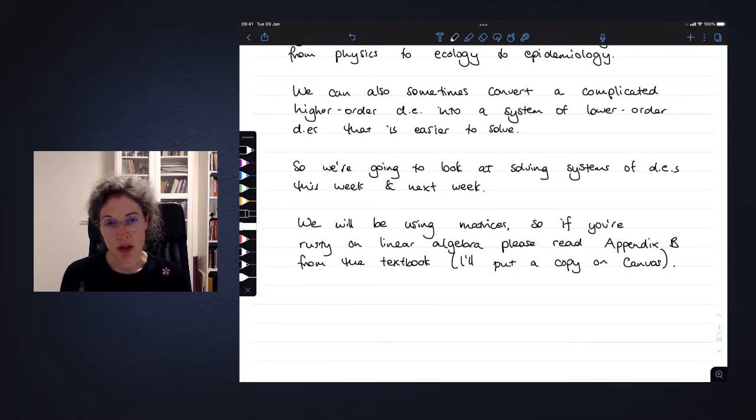One thing that we are going to be using quite a lot of is matrices. So if you're feeling hazy about matrices, if you haven't done anything with matrices, then please go and have a read of the appendix of the textbook. I'll put a copy on Canvas and just work through some of those exercises and get familiar. I will discuss a little bit about eigenvalues and eigenvectors, but it would be helpful if you just read through the basics of matrices to remind yourself, and then read through on eigenvalues and eigenvectors as well. Okay, so let's get started.